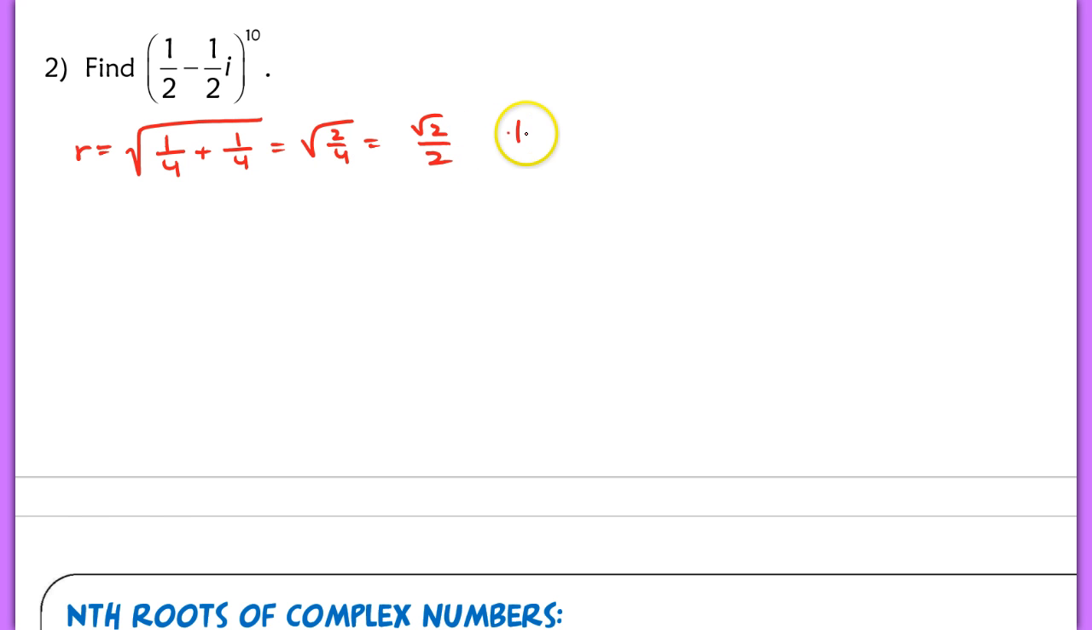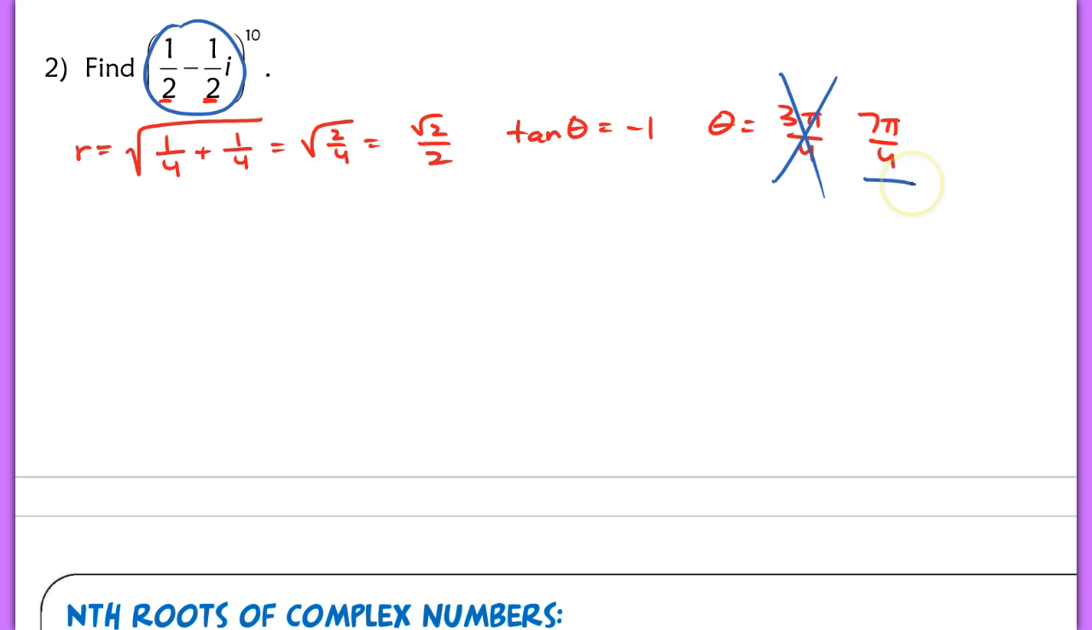Now for theta, I know that the tangent of theta is equal to b, negative 1/2, over a, 1/2. So I get tangent of theta equals negative 1. Now we know just from the previous problem that theta can either equal 3 pi over 4 or 7 pi over 4. And this time when we pick which angle to use, we note that this is going to lie in quadrant 4, so we're not going to pick 3 pi over 4, we'll use 7 pi over 4. So in cis notation, I have r cis theta is equal to root 2 over 2 cis 7 pi over 4. Now we're trying to raise this complex number to the 10th power.